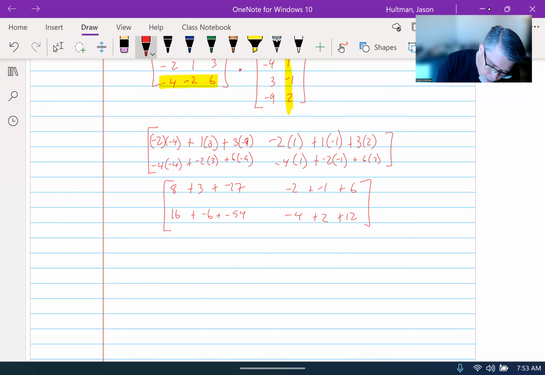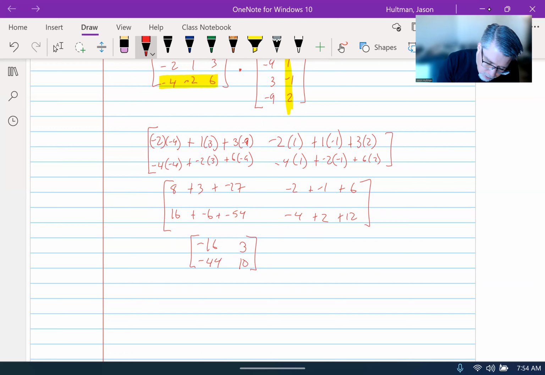So 8 and 3 is 11. So subtract 11 from 27, that's -16. Okay, 16 and -6 is 10. Subtract that from 54 and we get -44. Okay, this is -3 and 6, which is 3. And then 14 minus 4 is 10.